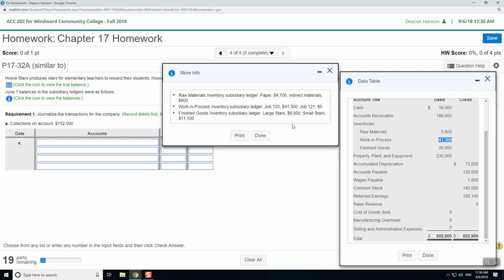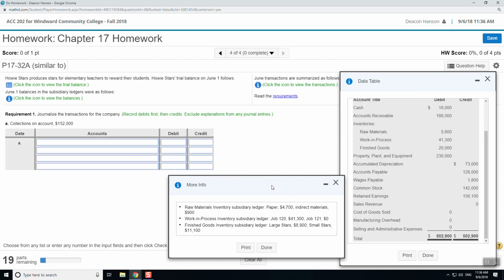what they end up with is they take this paper and other indirect material and labor, and they do these jobs, and they end up with jobs that are made up of large stars and small stars. That's the end product: large stars and small stars. So they got 8,900 in large stars and 11,100 in small stars. So what would that be? That would be 20,000. Yeah, those add up. So that's what they're giving me here.